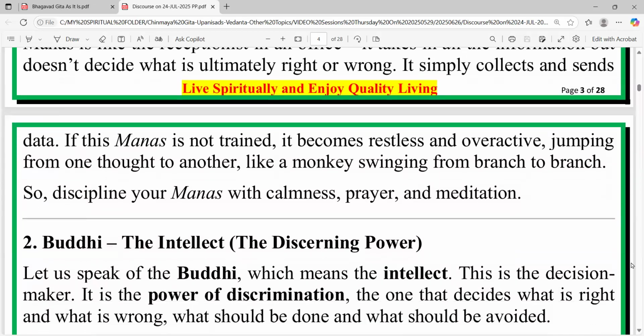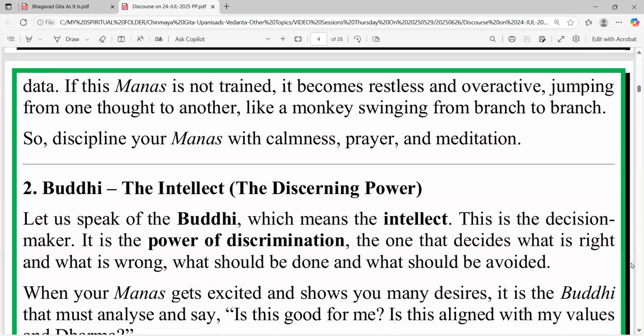If this manas is not trained, it becomes restless and overactive, jumping from one thought to another, like a monkey swinging from branch to branch. Therefore, discipline your manas with calmness, prayer, and meditation.